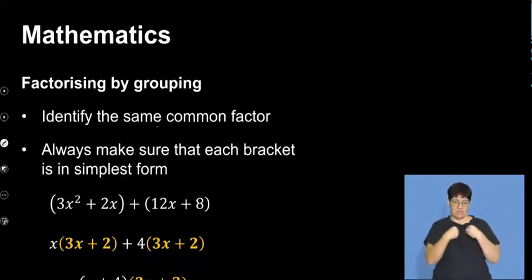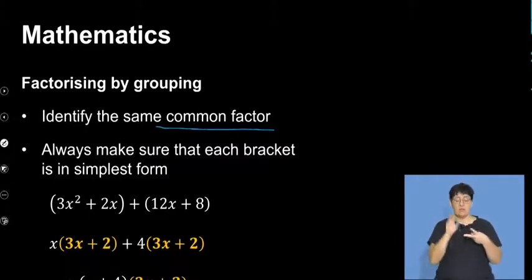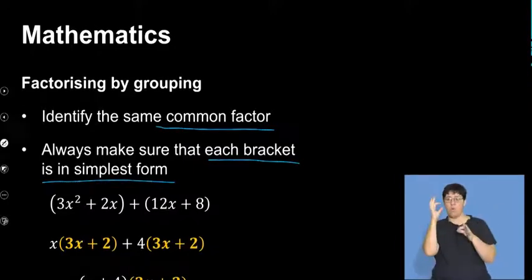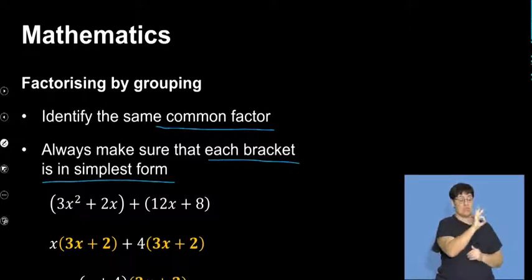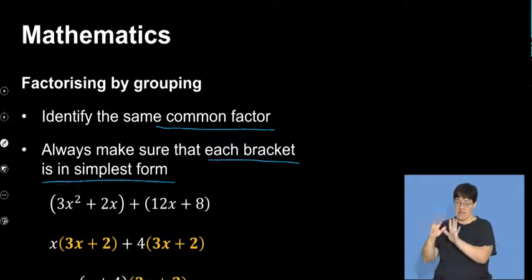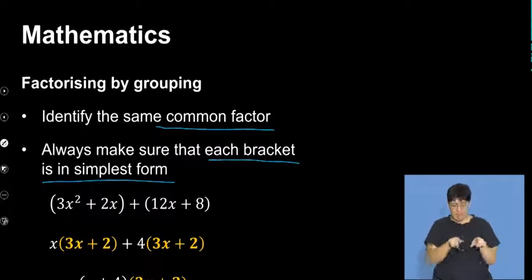You identify the same common factor. You make sure that each bracket is in its simplest form. So I have one bracket which is 3x squared plus 2x, another bracket which is 12x plus 8. I must take out a common factor in each bracket such that what I remain with in the bracket is the same in both brackets.